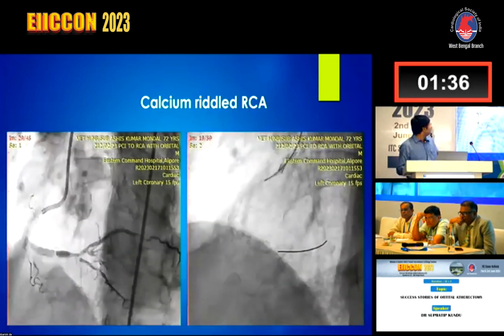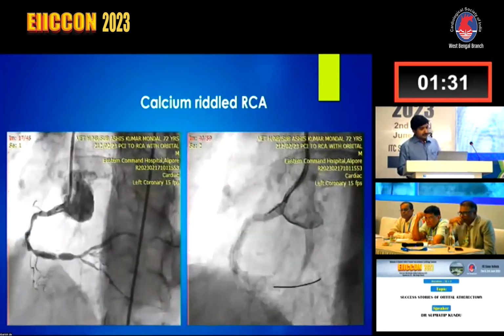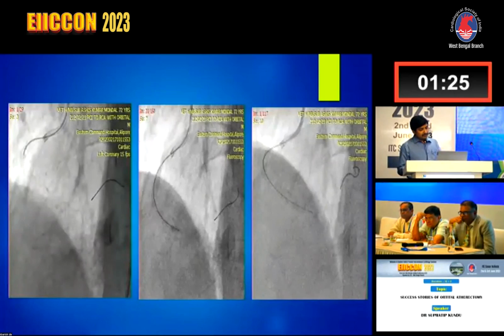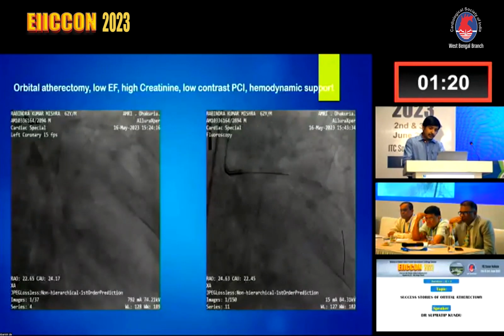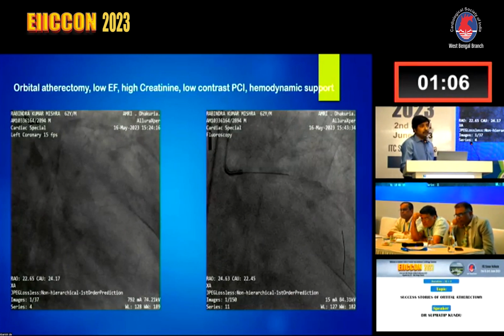This one is a very long calcium in an RCA, basically a calcium riddled RCA. In this case, we have done the orbital, and this is the final result. The next case is for a patient with an EF of around 30%, with a high creatinine level, around 2.5, and the patient presents with ADHF to us.